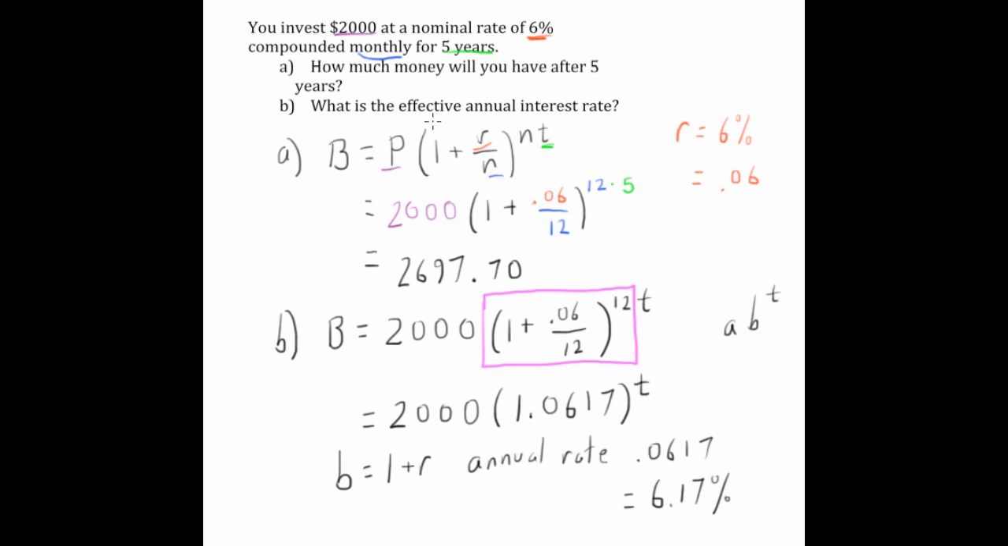So that effective annual rate, I add the word effective there because it's important. That effective annual rate is what's effective given the compounding and the interest rate. So this is how you talk about compounding and interest in the context of exponential functions.